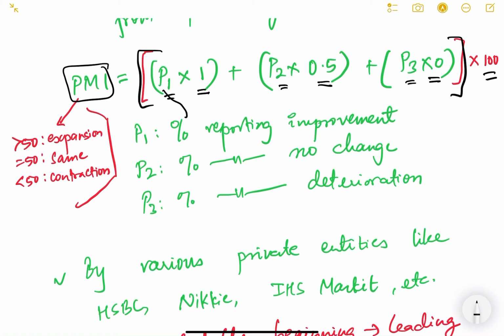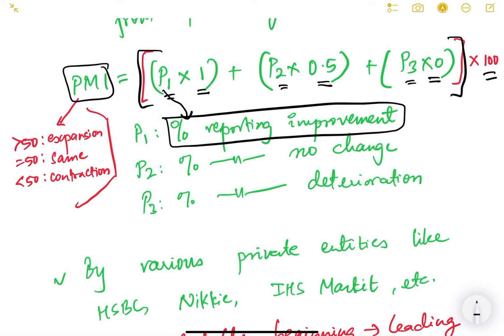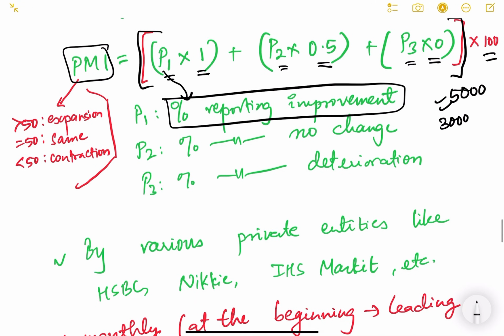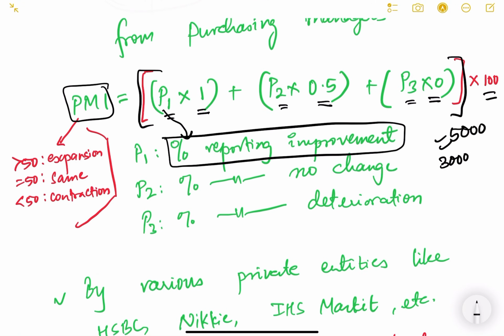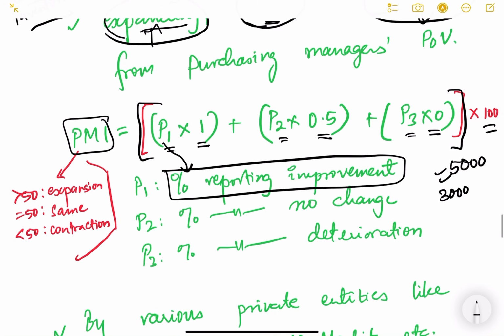Now what is P1? P1 is basically the percentage reporting improvement, the percentage of purchasing managers. For example, you surveyed 5,000 purchasing managers across different manufacturing and service companies. Out of this 5,000, 3,000 purchasing managers are saying that they are seeing improvement, that is expansion. So P1 is the percentage of total purchasing managers who say expansion. The percentage is 3,000 divided by 5,000, multiplied by 1. So it is 60%. 60% of purchasing managers are saying yes, it is expanding.